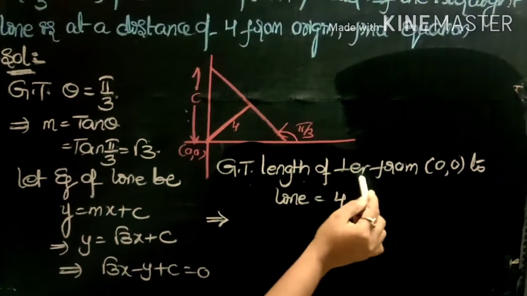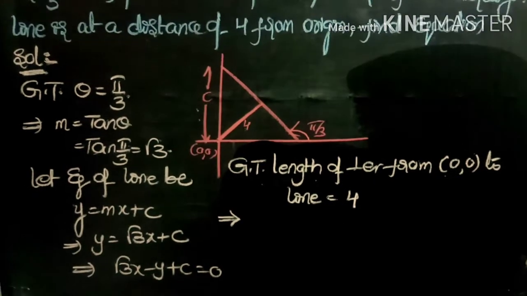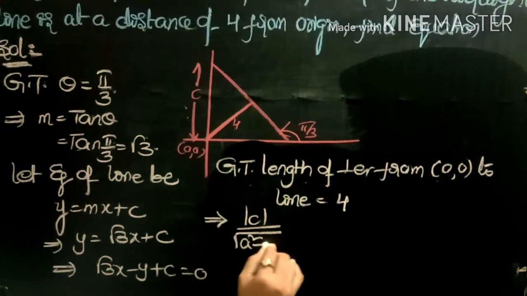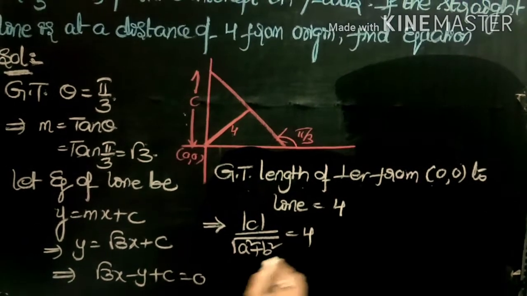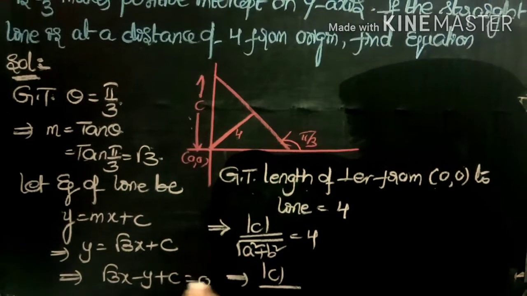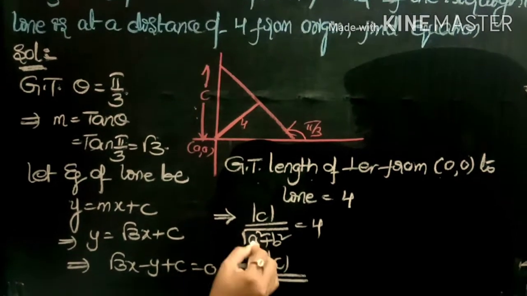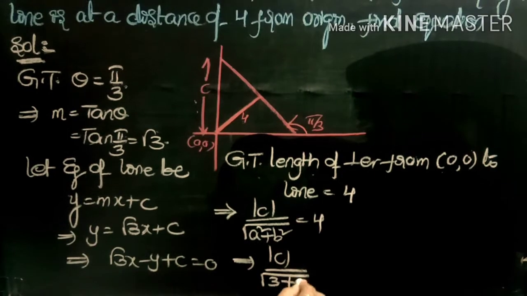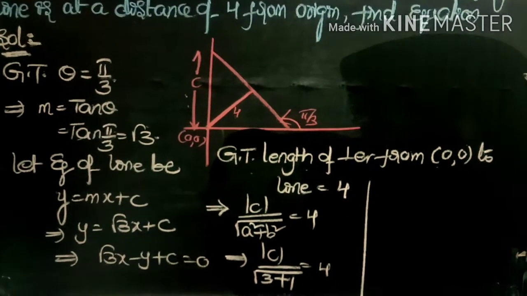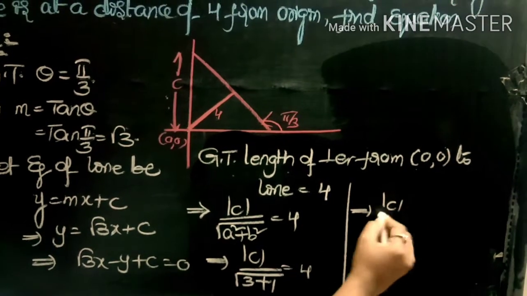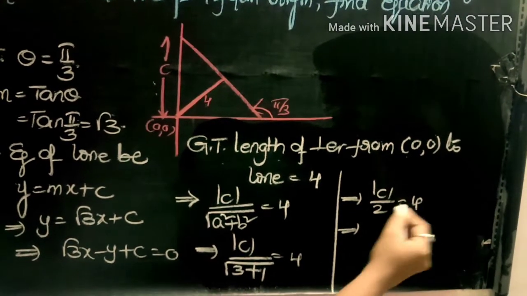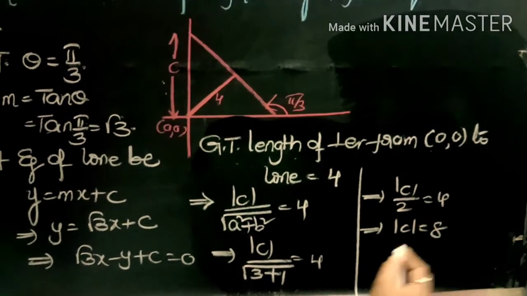Given that the length of the perpendicular from origin to the line is equal to 4. What is the length of the perpendicular? Formula: mod c by square root of a square plus b square. This value is equal to 4. Now replacing the values, mod c by square root of a square plus b square. Here a is equal to root 3, b is equal to minus 1. A square 3 plus b square 1 equals 4, which implies mod c by root 4 equals mod c by 2. Mod c by 2 is equal to 4, then the value of mod c is equal to 8.